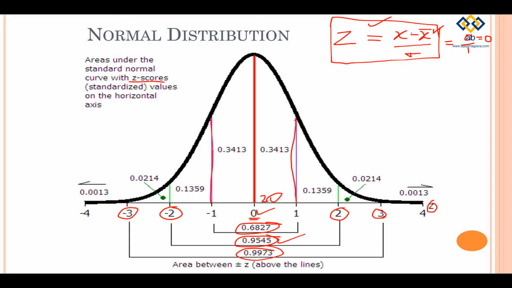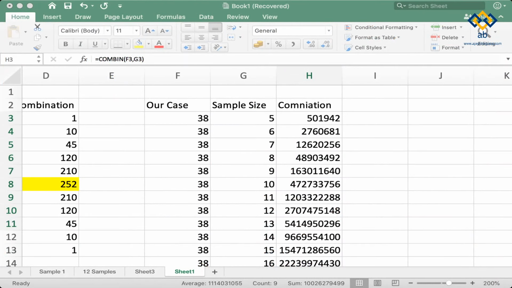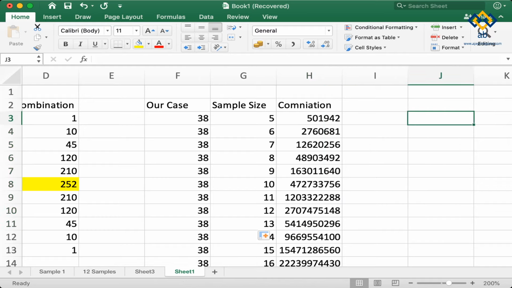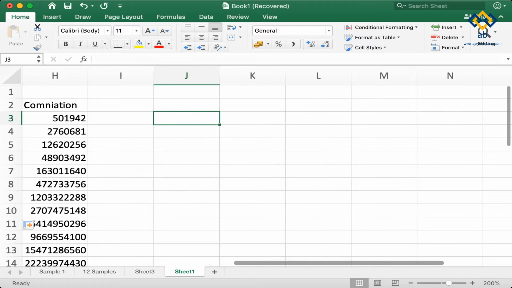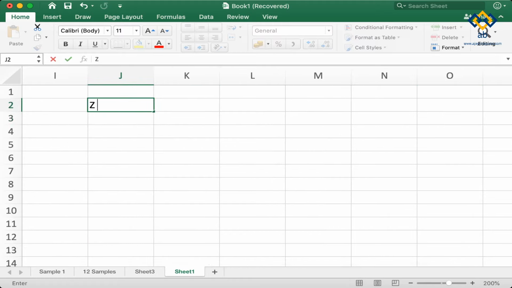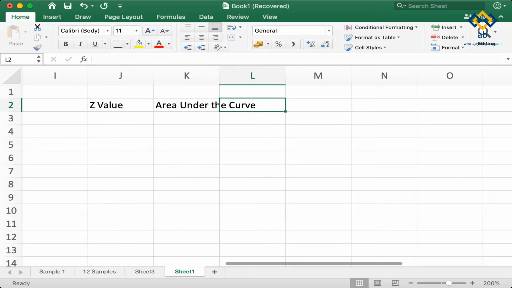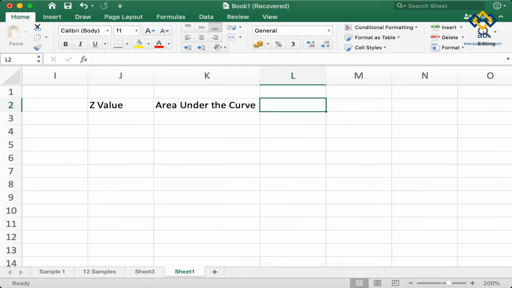Now look at this. If you are understanding it, you would realize for our case of sampling distribution, if I can take you to the Excel again, this is our case, right? We are talking of z value, we are talking of area under the curve, right? And we are talking of number of samples.